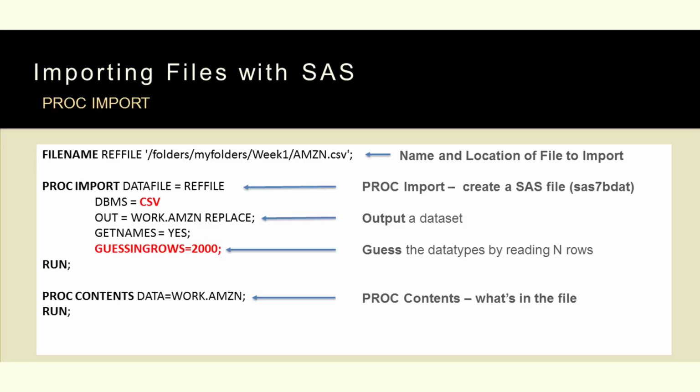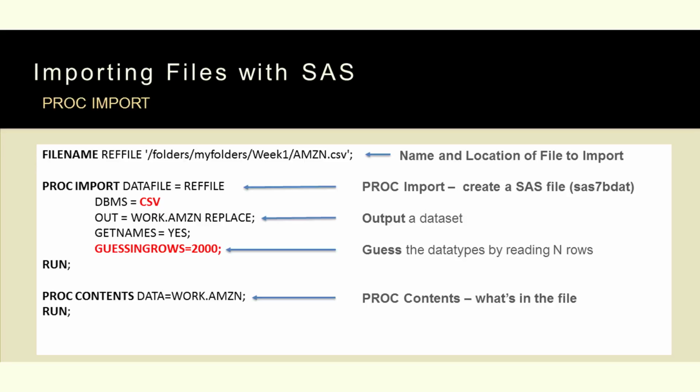Finally, guessing rows guesses the data types of your data set by reading in a certain number of rows. By default, it's 10 or 20 rows, something of that nature. Often on larger data sets, it's insufficient to correctly guess the data types for you. I'm lazy, so I like to use this feature, and so I set it pretty high. And so it'll read the first, in this case, 2,000 rows to guess the data types.